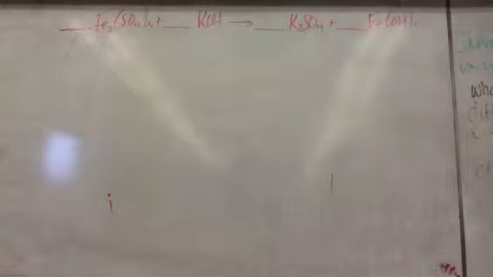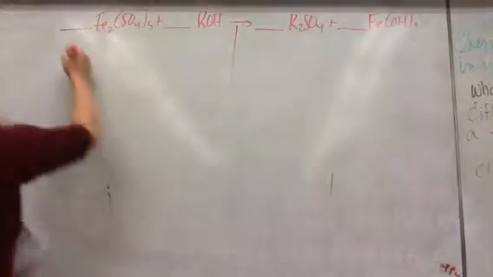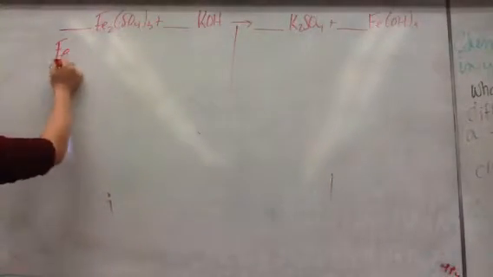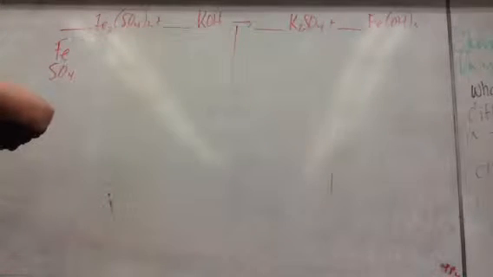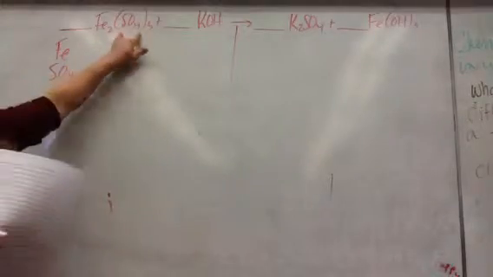Number 16 on the practice sheet, we've got iron(III) sulfate reacting with potassium hydroxide, forming potassium sulfate and iron(III) hydroxide. So I'm going to do my tally. Fe. Now let me ask you a question. Does this sulfate ion appear in the same form on the other side? Yes, it does.